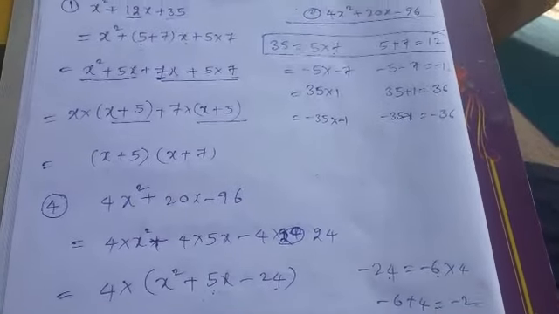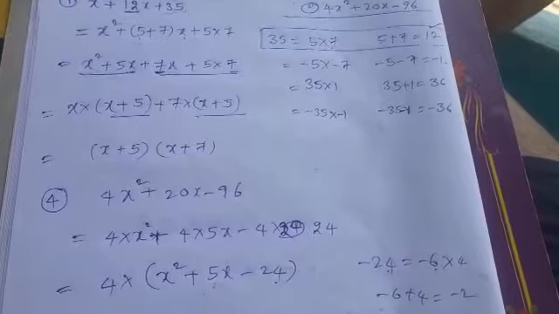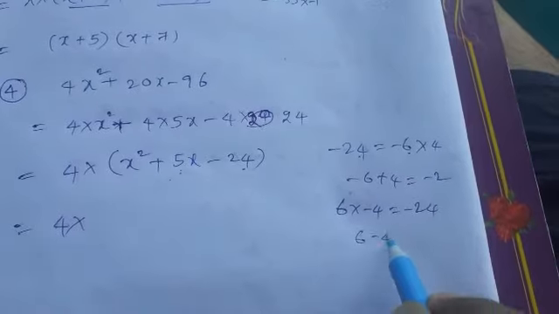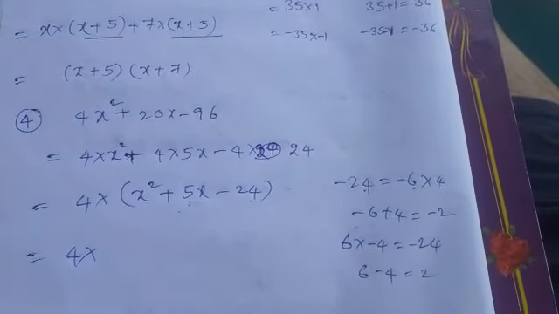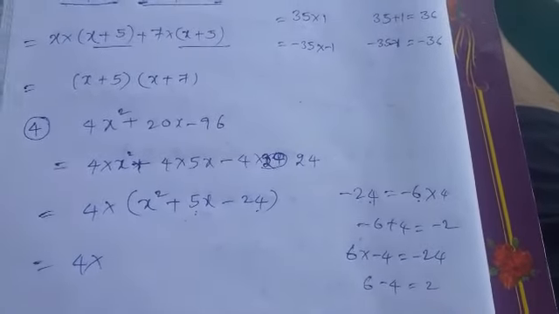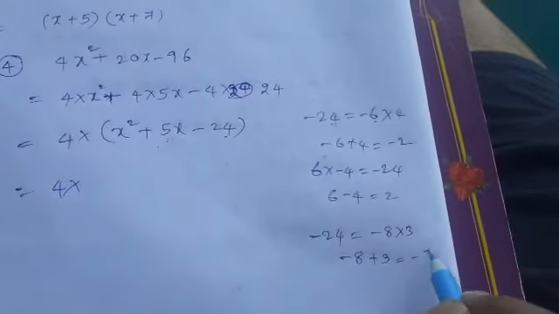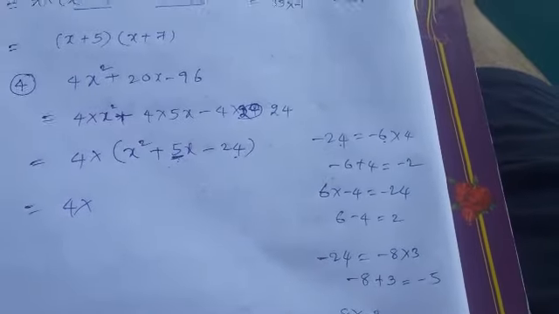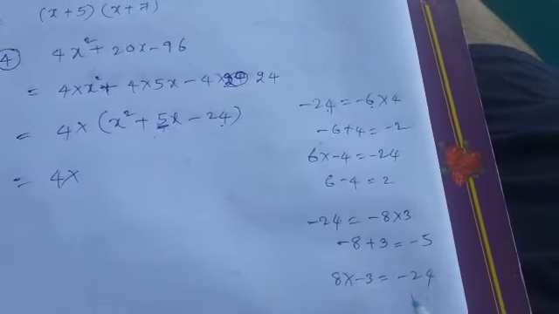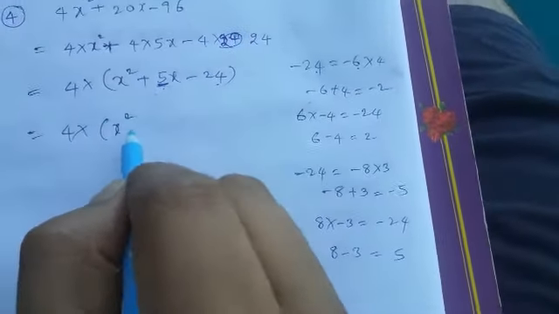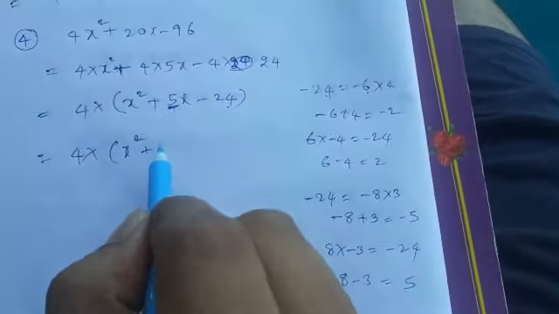Or this can be written as 6 into minus 4, minus 24. 6 minus 4 is 2. And one more way we can write is minus 8 into 3. But minus 8 plus 3 is equal to minus 5. What is required here? 5. So we can write 8 into minus 3, minus 24. 8 minus 3 is 5. So here x square plus 5x, 5 can be written as 8 minus 3.